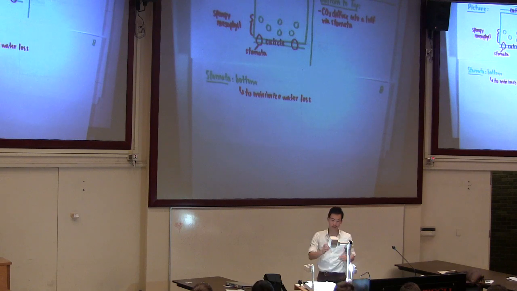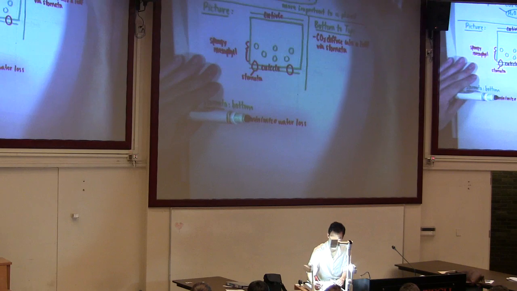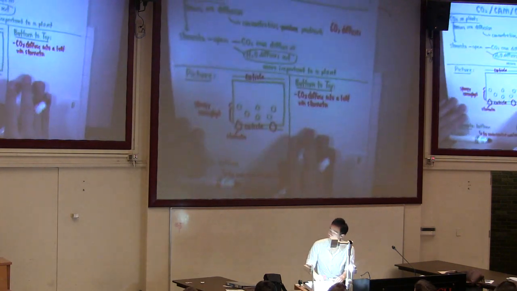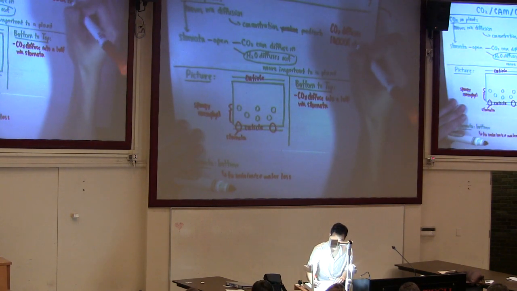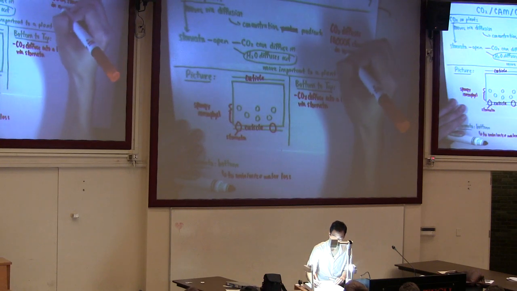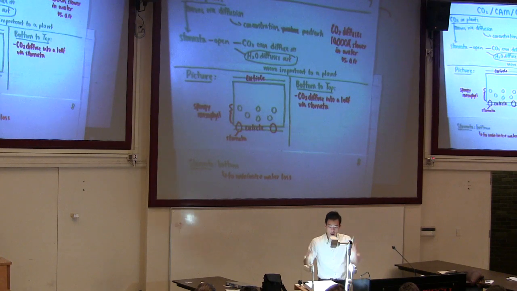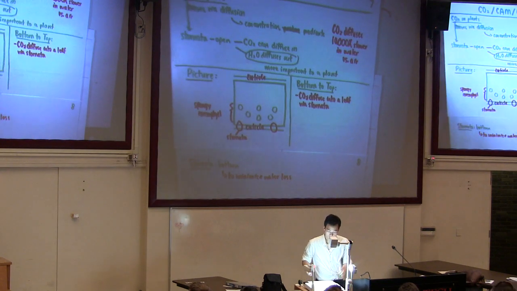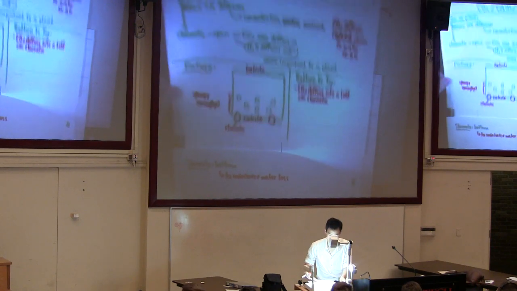Okay, and before we continue, let's mention something about CO2. CO2 diffuses 10,000 times slower in water versus air, right? It diffuses way slower in water. What are cells made up of? Water. So does CO2 want to come in contact with the cell? No, you want to avoid all of the cells, right?